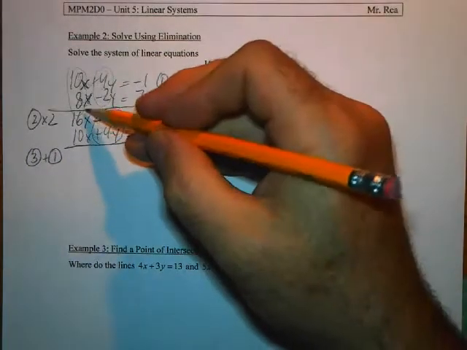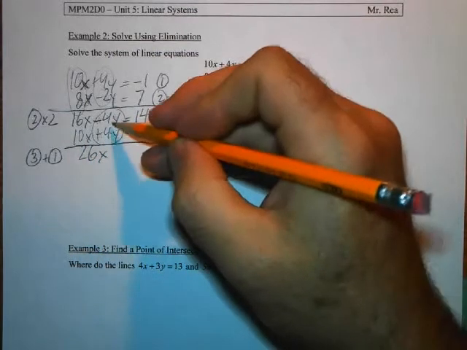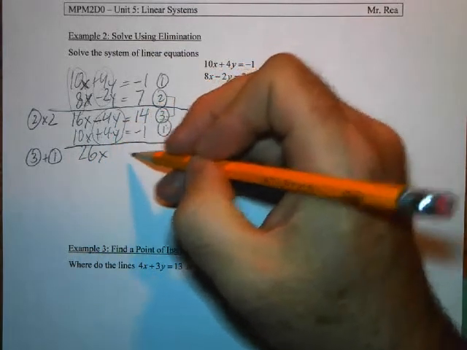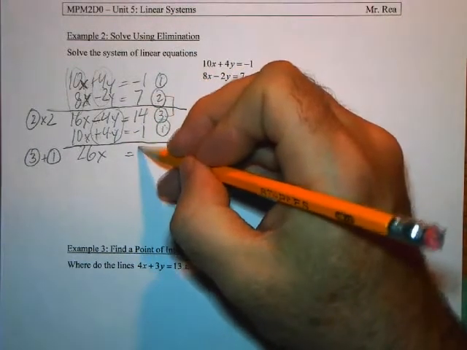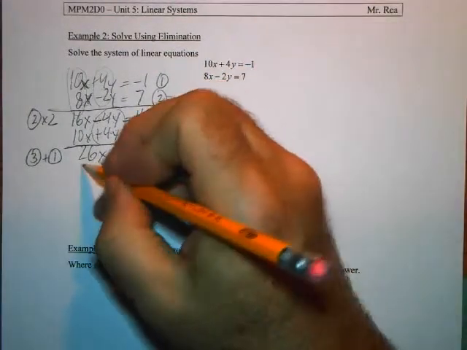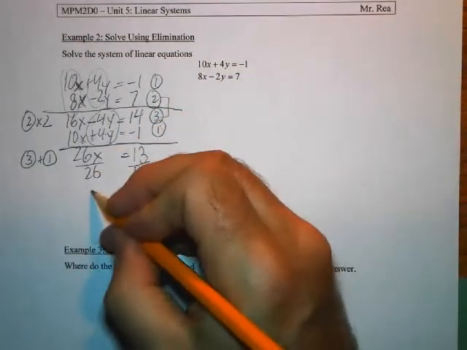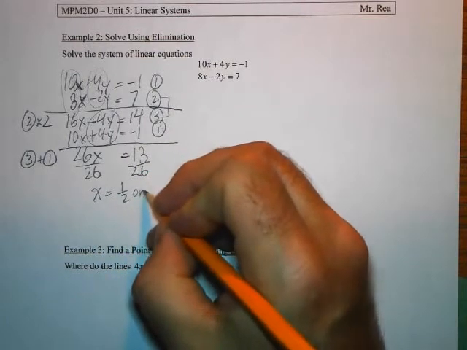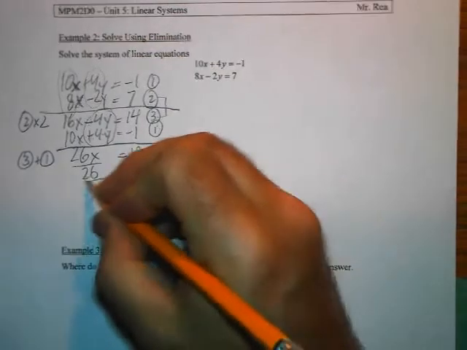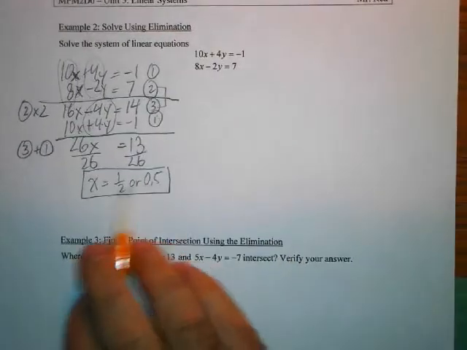Okay, so now we're going to add 16x plus 10x, that's 26x. -4y plus 4y, that's gone, nothing. And if I add these two together, I get 13. Now divide by 26, and we get x equals 1/2, or 0.5. Okay, and I can do the 0.5 because it's exactly the same thing.